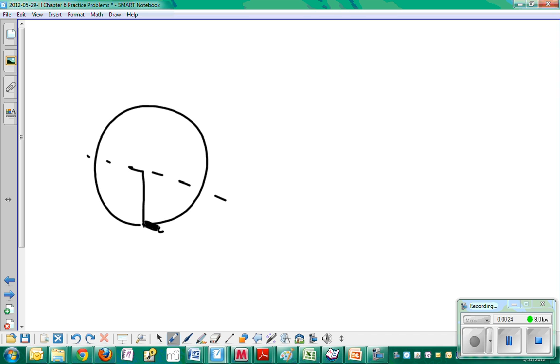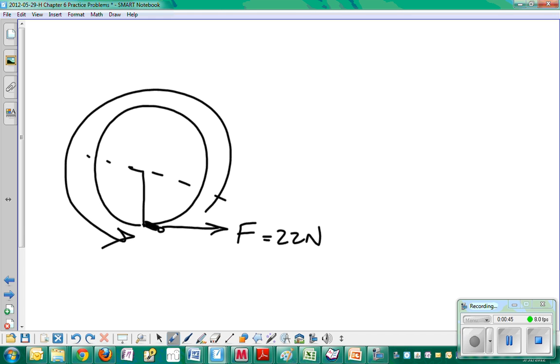Now, we are applying a force this way, a force that is constant. What's the magnitude of that force? 22. Now it's going all the way around this circle, and what do we give it for the period? Once every 1.3 seconds or something? Yeah. T is equal to 1.3 seconds.